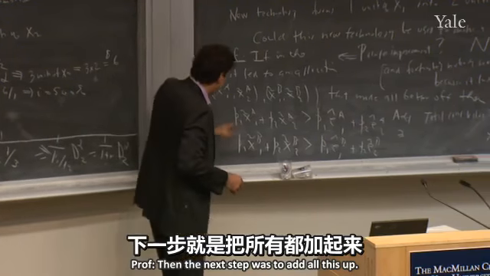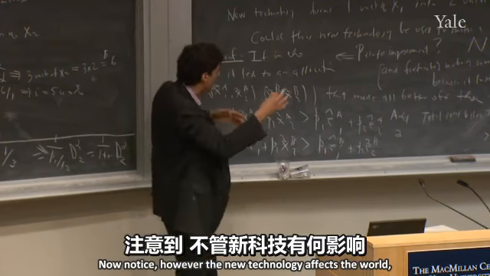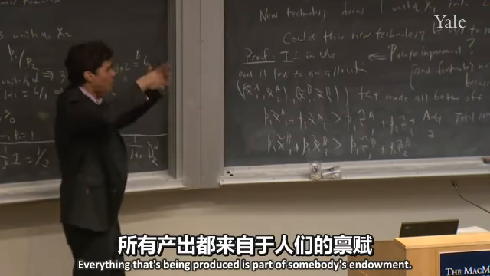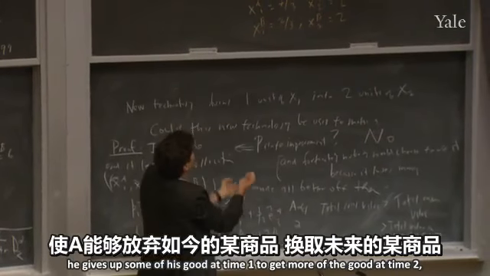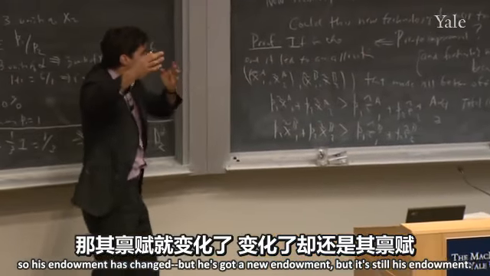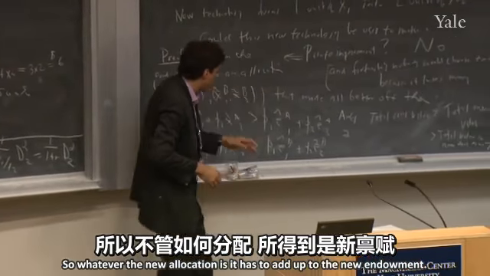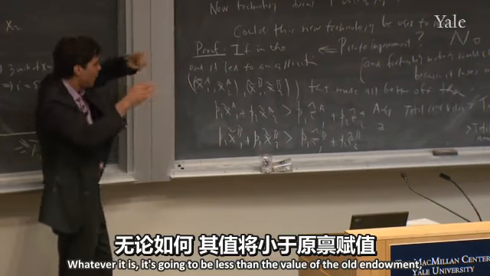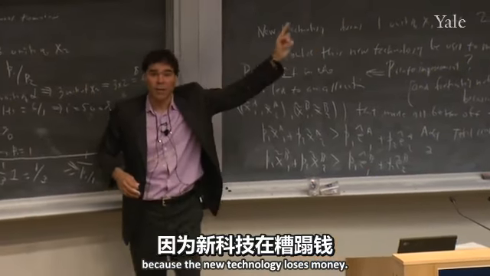Okay, then the next step was to add all this up. Now notice, however the new technology affects the world, obviously people can only eat what's being produced. Everything that's being produced is part of somebody's endowment. So if Mr. A invents the new technology, he gives up some of his good at time 1 to get more of the good at time 2. So his endowment has changed, but he's got a new endowment, but it's still his endowment. So whatever the new allocation is, it has to add up to the new endowment. Now I haven't even bothered to write down the new endowment. But I know the value of that new endowment, whatever it is, is going to be less than the value of the old endowment, because the new technology loses money.